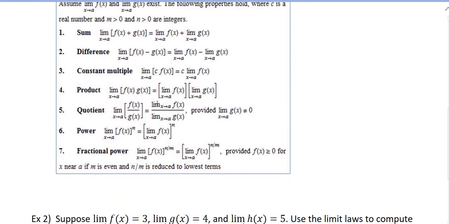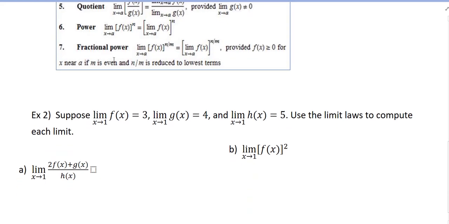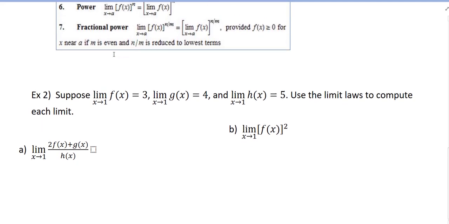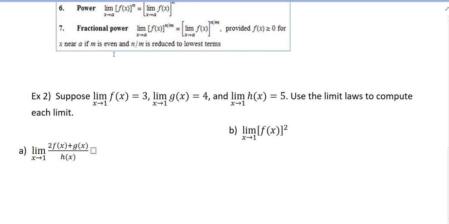And then you have the product rule. If you have two functions being multiplied, the limit of the product is the product of the limits, and same with the quotient. And those are the other rules, the laws of limits. So let's try this example. Suppose that the limit as x goes to 1 of f of x is 3, of g of x is 4, and of h of x is 5. Use the limit laws to compute each limit.